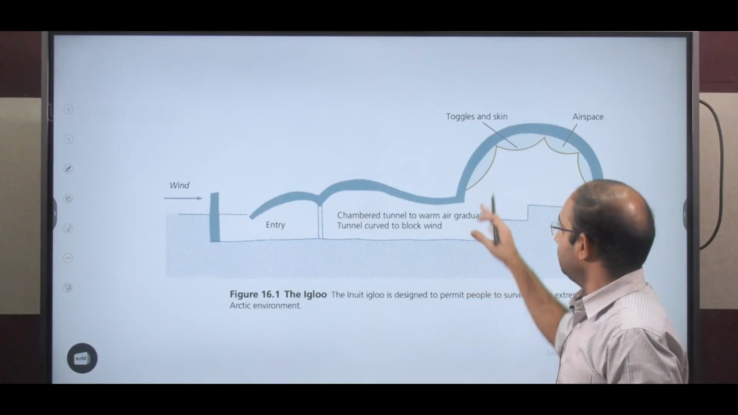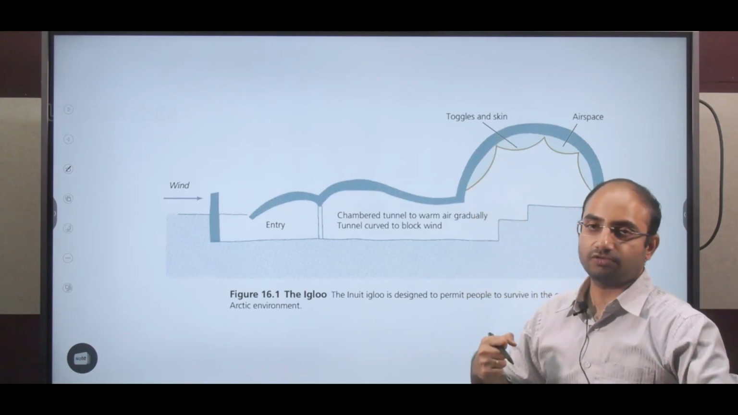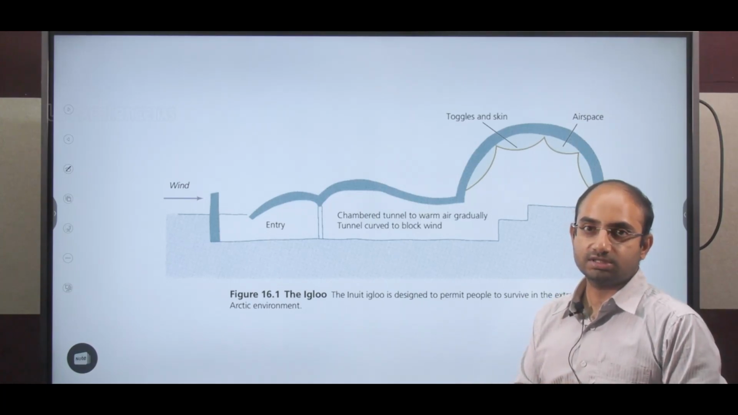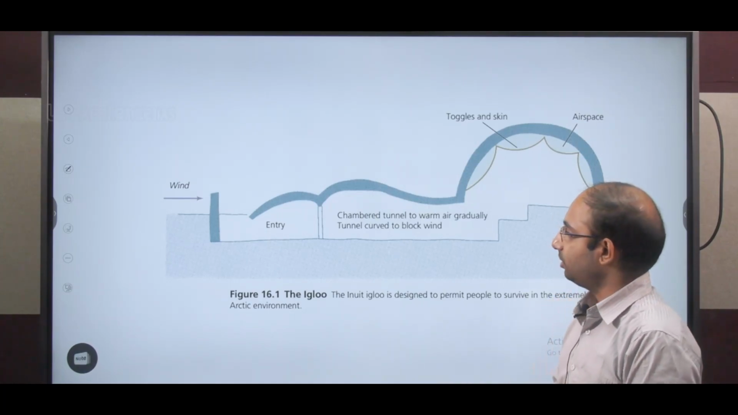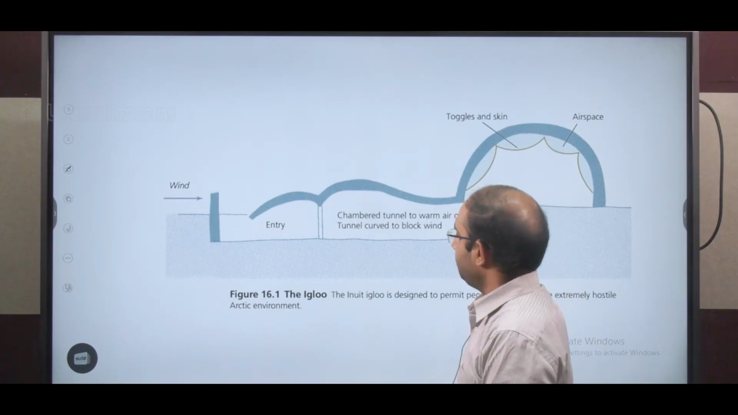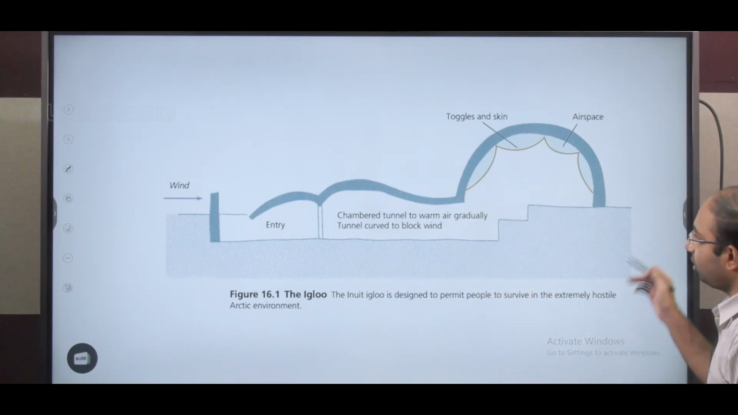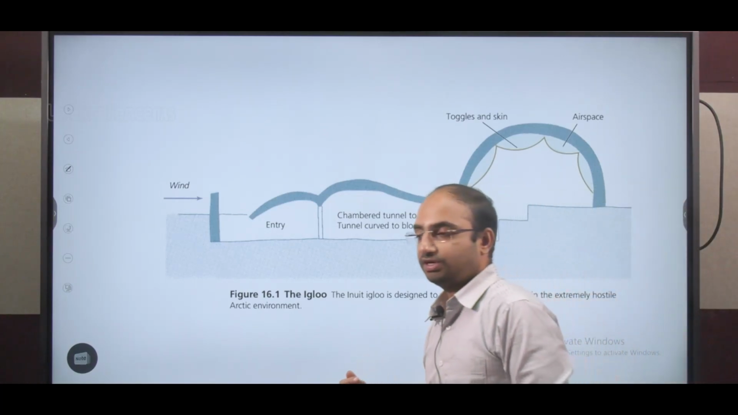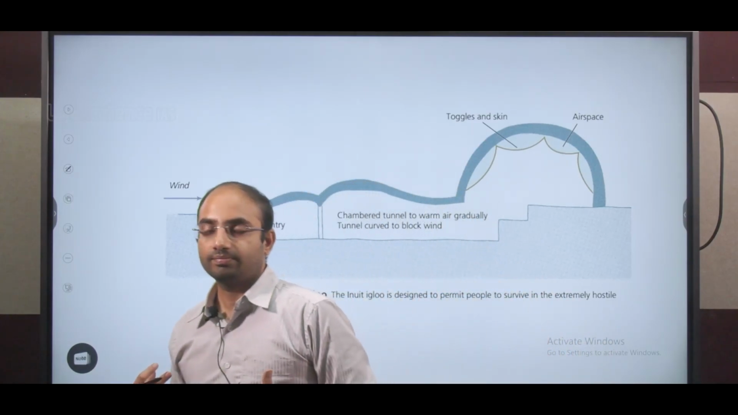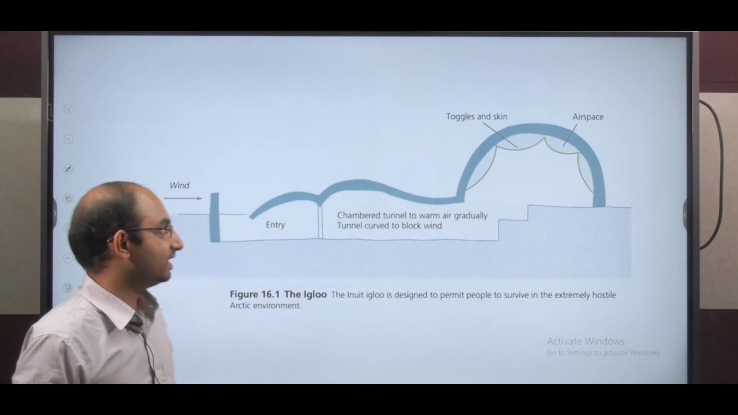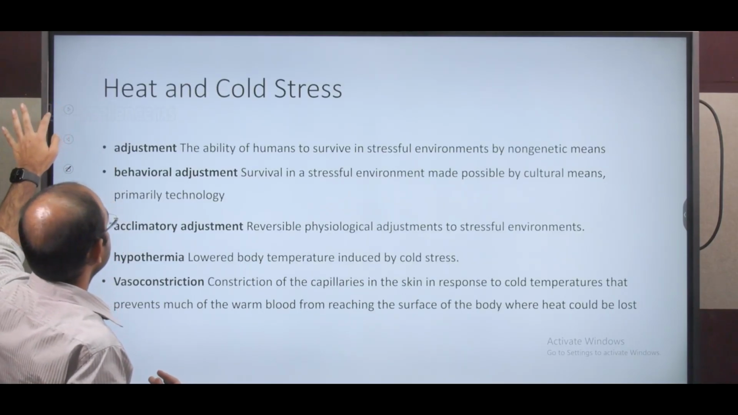And people live in structures like this. They wear layers of clothing, they sleep underground, and in hot areas, people reduce outdoor activity in the middle of the day, they wear light clothes, and they eat food which generates very little heat. So discuss all these things.